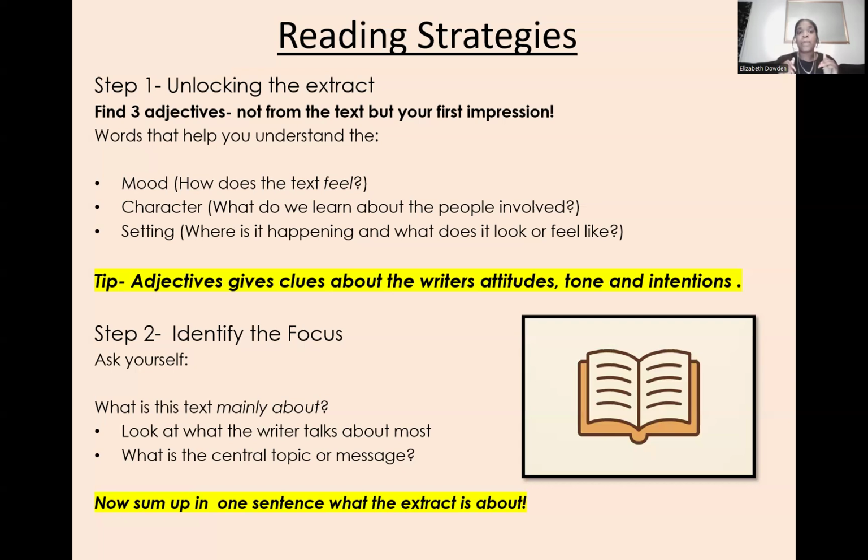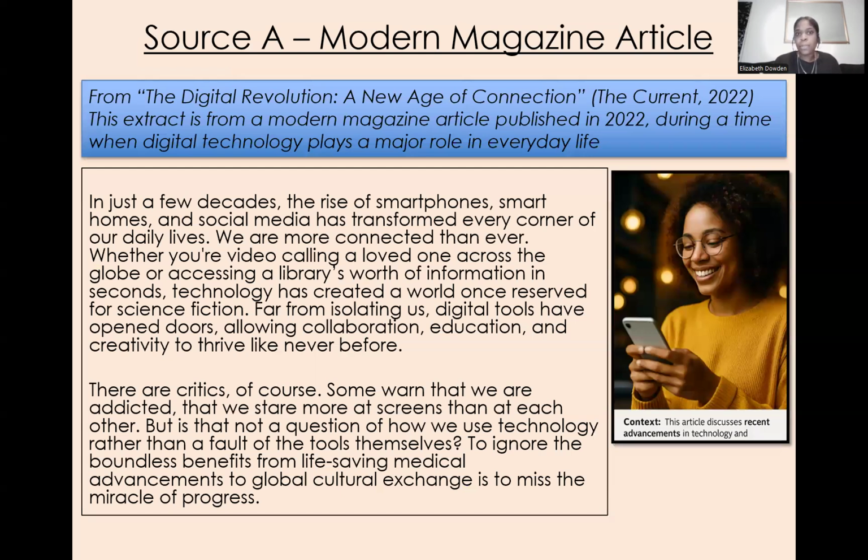So what we're going to do now is look at two sources that we are going to be using throughout each episode, using the strategies that I've come up with today and showing you how you can apply them to the sources that you've got. So our first source is from a modern magazine. It's an article from the digital revolution, a new age of connection. It was written in 2022, so it's a very modern text.